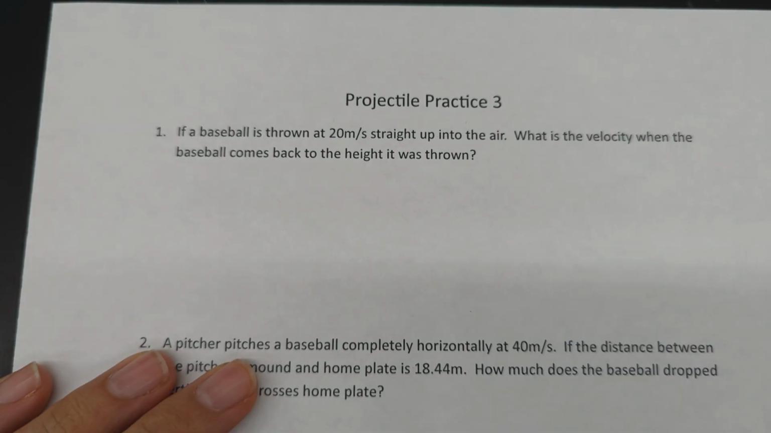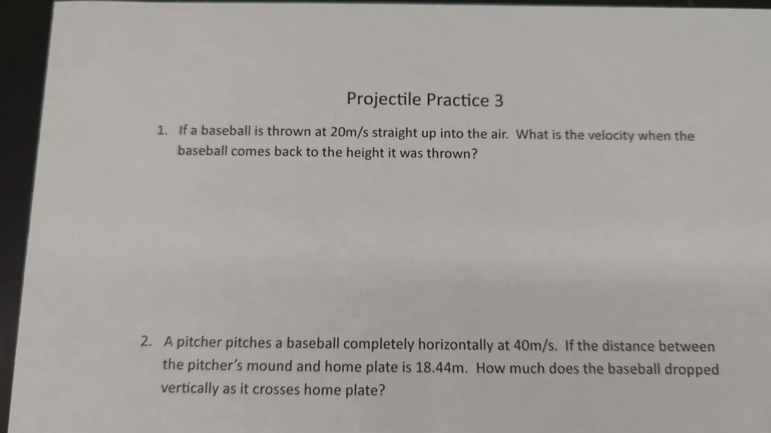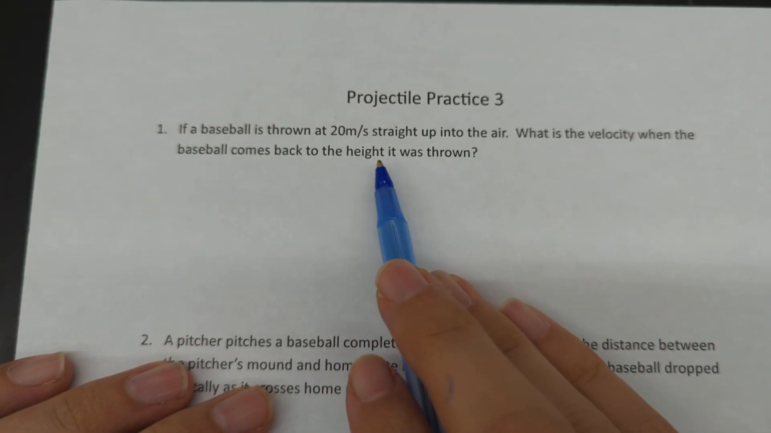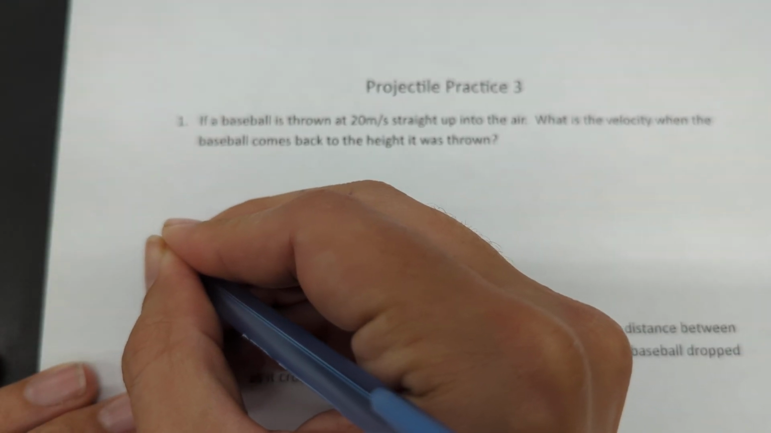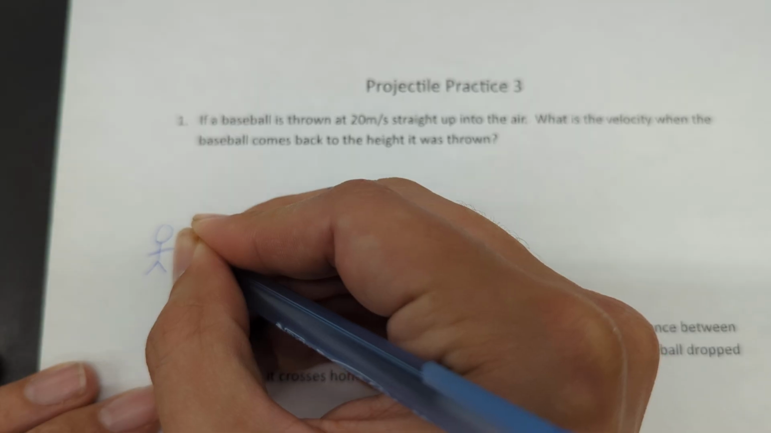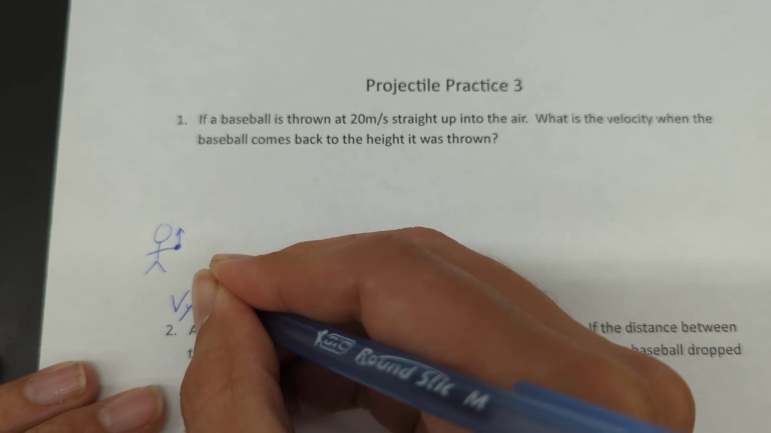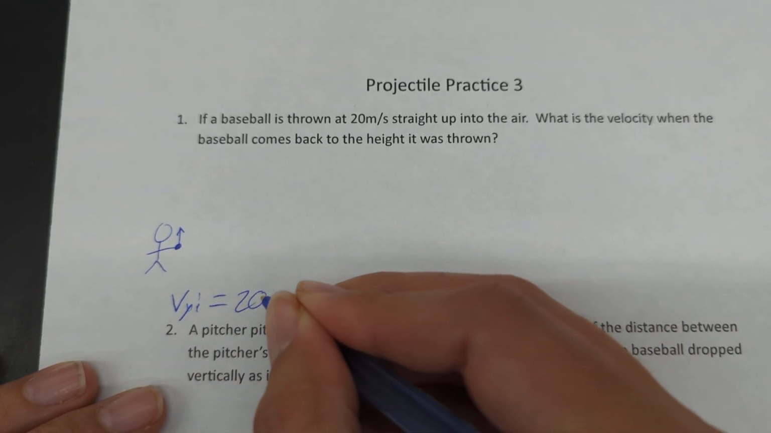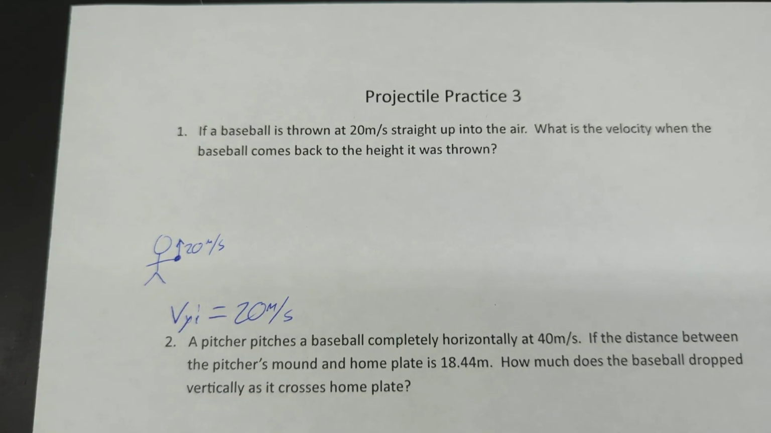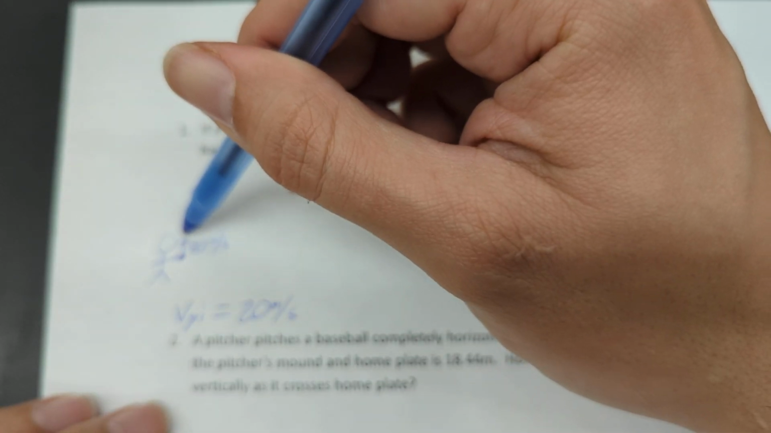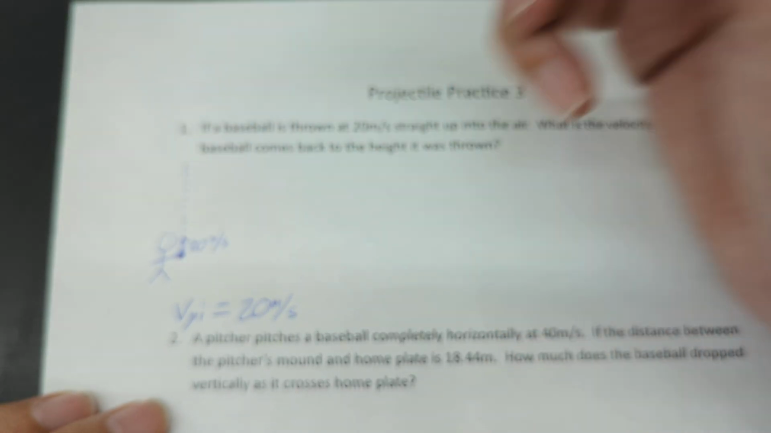Our first question here is, if a baseball is thrown at 20 meters per second straight up into the air, what is the velocity when the baseball comes back to the height it was thrown? So I like to draw pictures here. There's this guy. He's throwing a baseball. The initial velocity, Vyi, is going to be 20 meters per second. So he's thrown it up, and if we imagine the path, it is straight up. It hits a peak, comes back down, and he catches it.